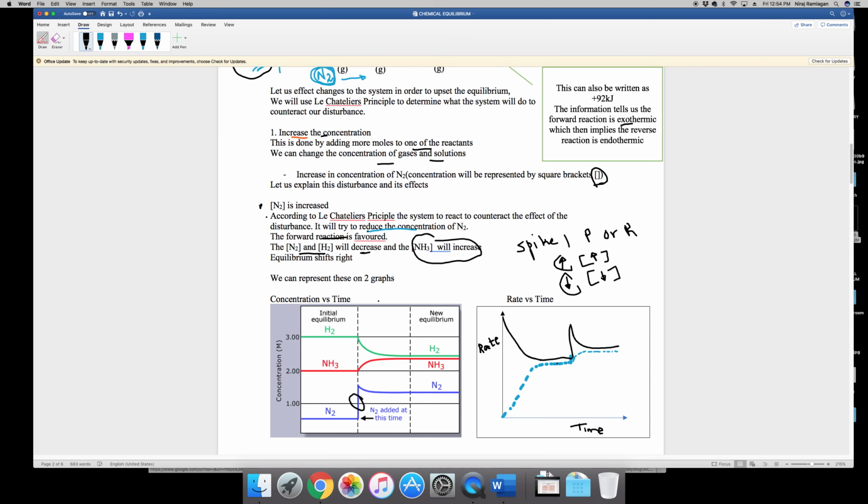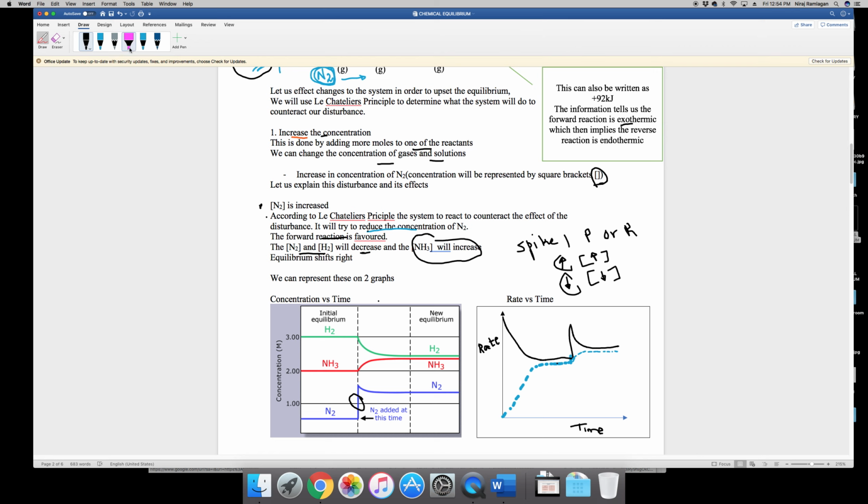Then we get a rate graph. So again, from the rate graph, these are the reactants. The reactants are being used up until the reaction stops at the first equilibrium. The products are formed until enough product is formed till the end of this first reaction here.